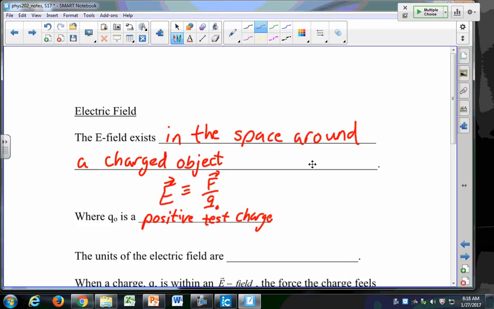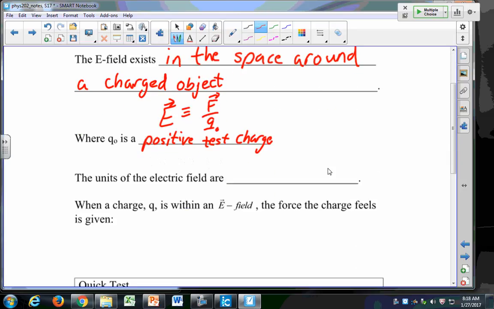My physics teacher said you have to carry it around in your back pocket. What are the two things you always carry in your back pocket? Have I told you all this? I think I have. Your right hand and a positive test charge. And they're both imaginary. Well, your right hand's not imaginary, but the positive test charge is.